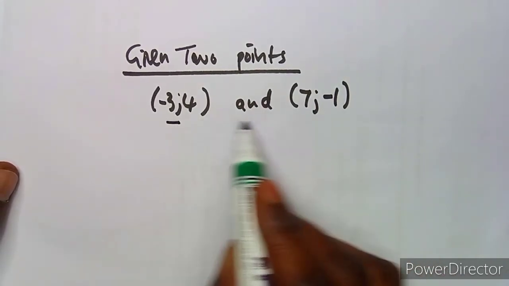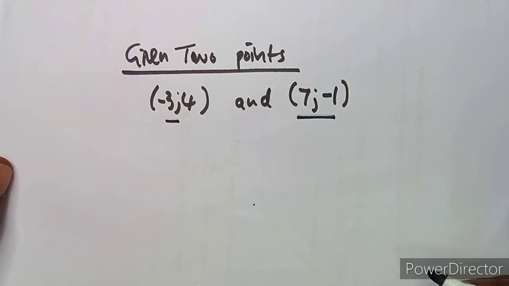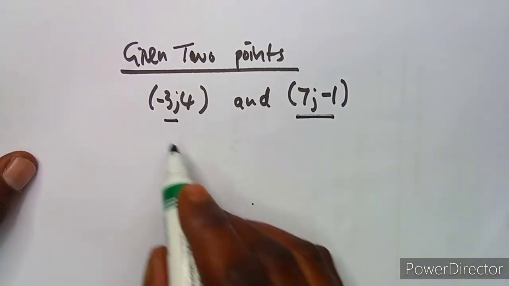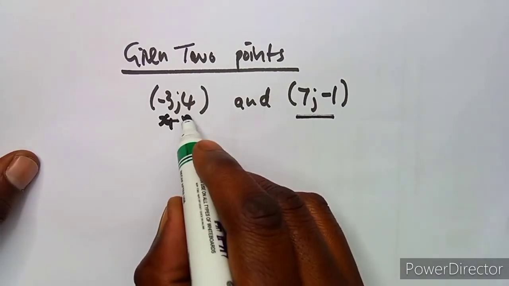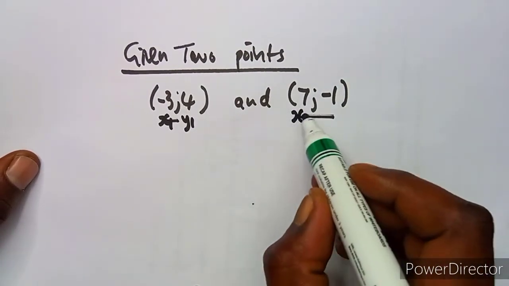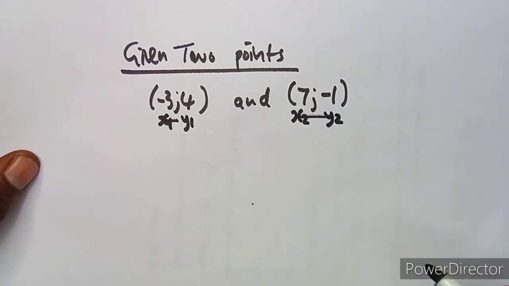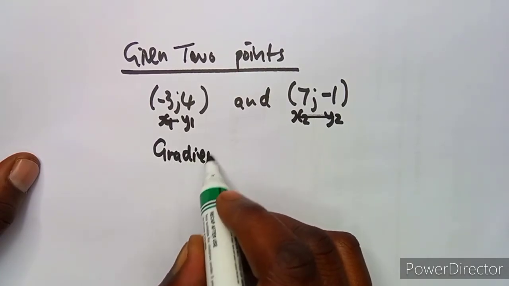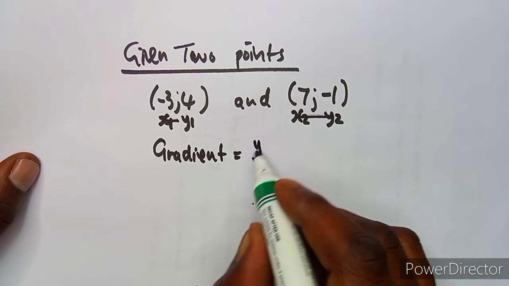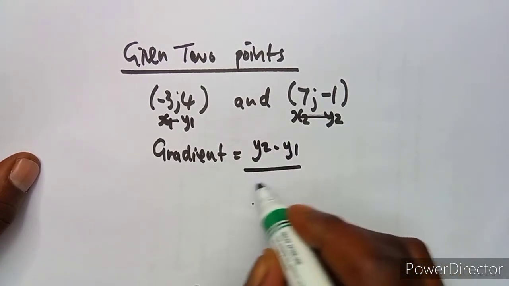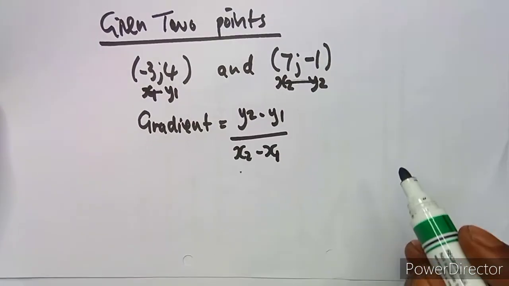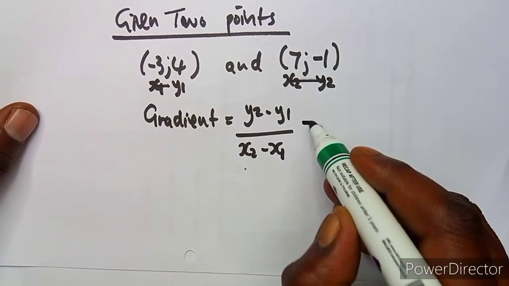Okay, definitely I have no option. I have to determine the what? The gradient. There is no option. There is no way. So just like the previous part, x1, y1, x2, y2. No matter the method that you want to use, you have to first determine the gradient. So gradient is equal to, remember I said, (y2 minus y1) over (x2 minus x1). Always write the formula, whether you know it by heart or not.